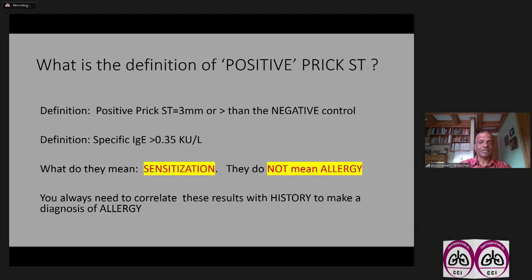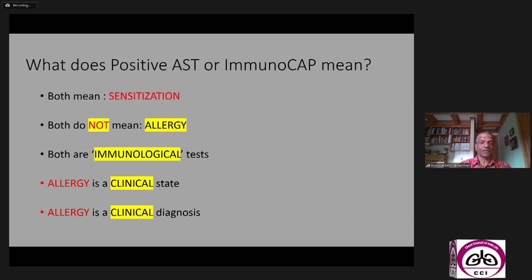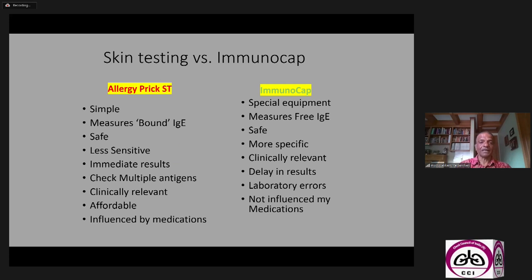The definition of a positive prick test is more than 3 millimeters wheal above a negative control, or if it is ImmunoCAP, specific IgE more than 0.35 kU per liter. And they only mean sensitization, they do not mean allergy. This is something I keep on repeating.